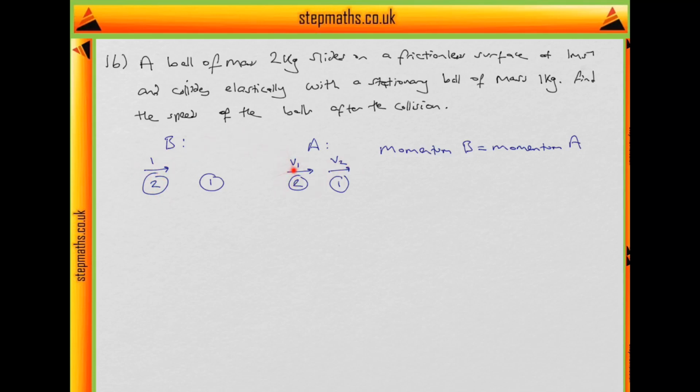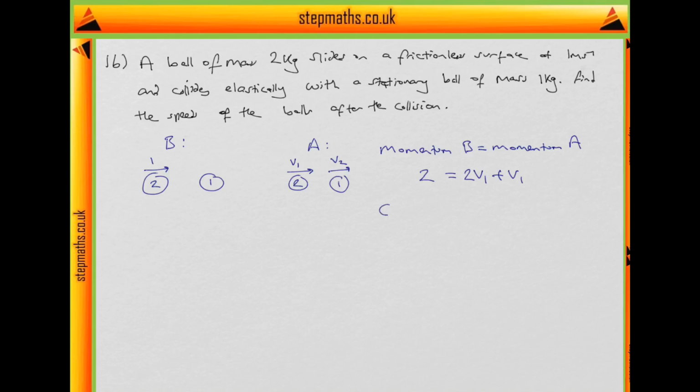However, afterwards, we have both balls moving. So we have momentum coming from both objects. So let's write that down. Before, we have momentum of 2 times 1, 2, being equal to the momentum of the ball of mass 2 kilograms, 2 v1, plus the momentum of the ball of mass 1 kilogram, plus v2.